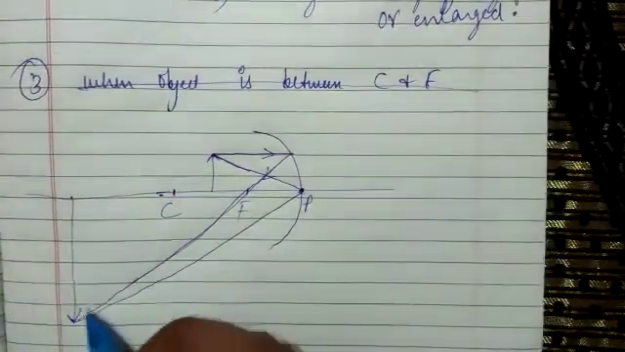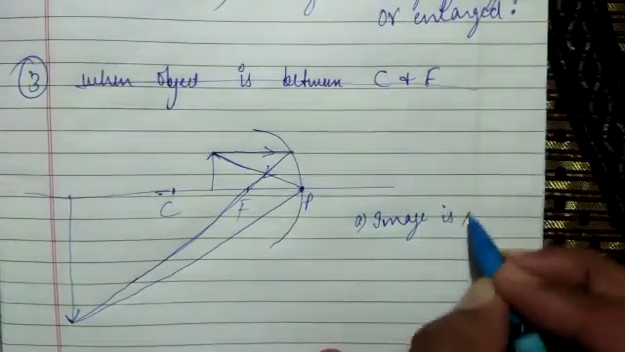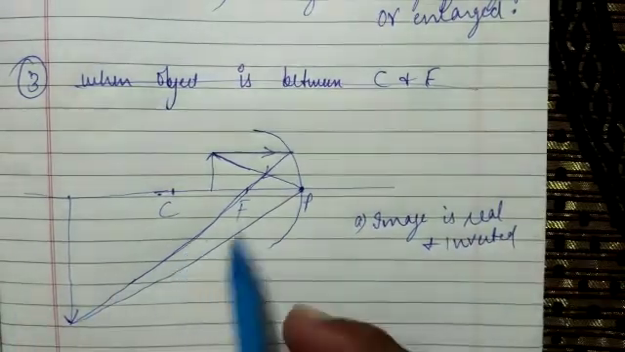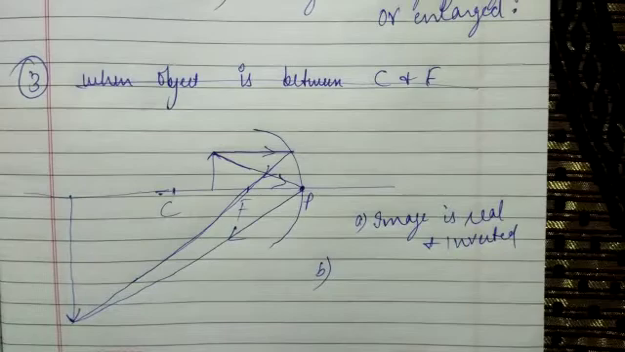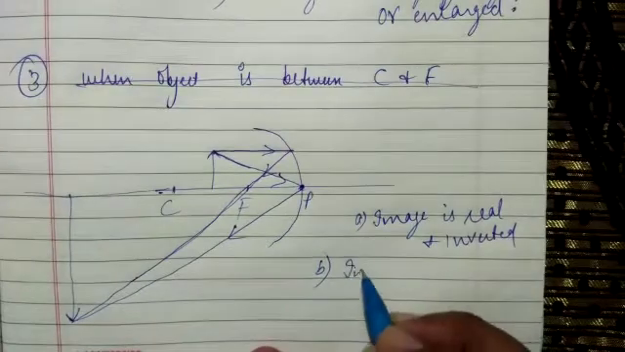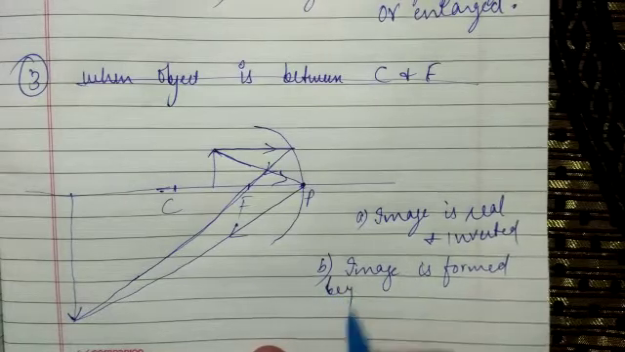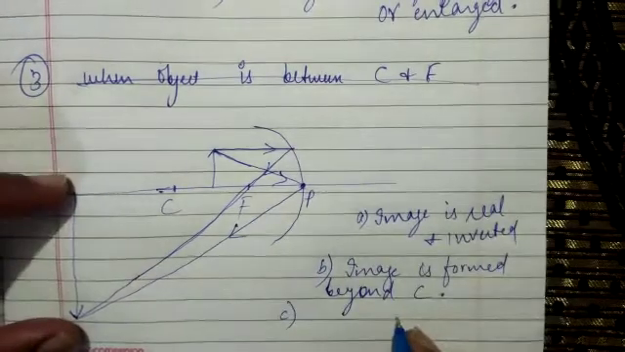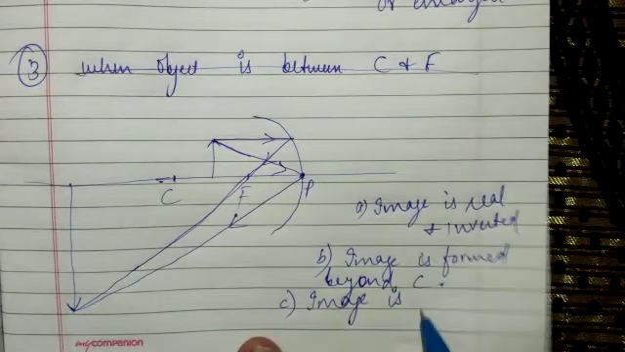So here, you can easily write that the image is real and inverted, because it is formed by the actual meeting of the two light rays after reflection. Part B about this: the image is formed beyond the center of curvature, beyond C. And the last part: the image is highly magnified.